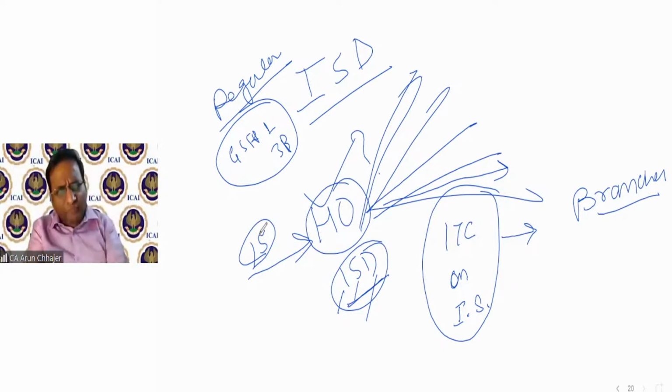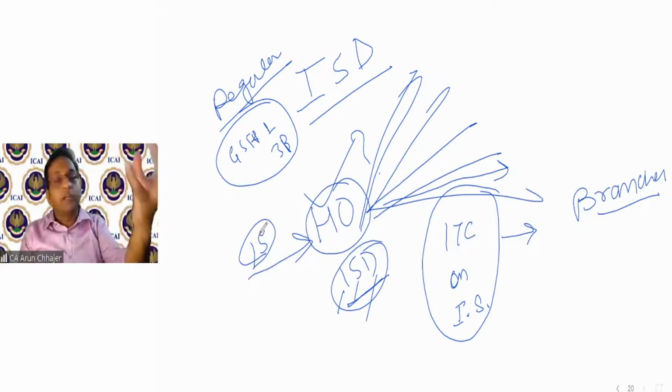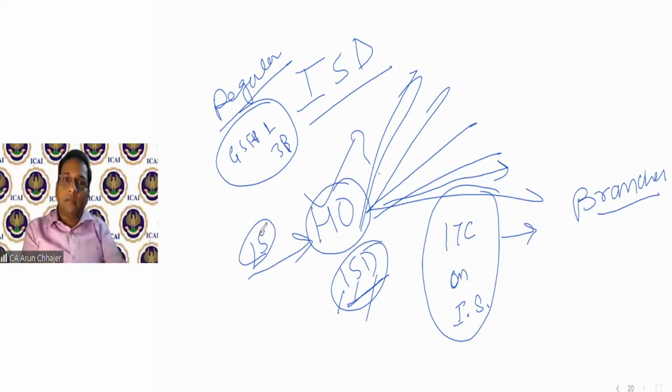And this distribution we will discuss in detail, but broadly, I can say it is on the basis of turnover ratio. That is the entire concept, in broader terms. Let me discuss in detail. Distributing the ITC, absolutely correct.